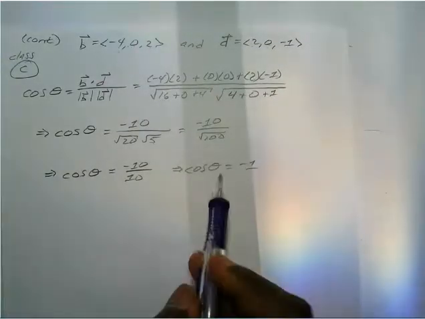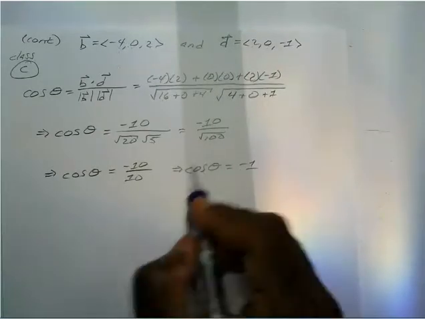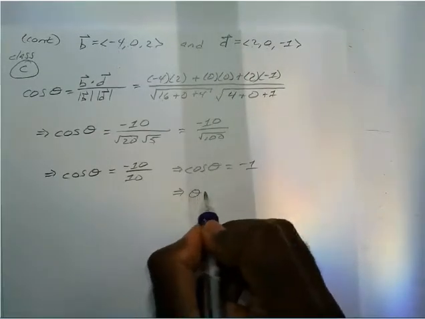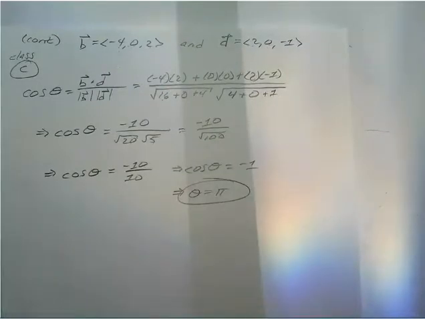Okay, so we know that for cosine of theta equals negative 1, that means that theta has to equal pi. Or you could apply cosine inverse to both sides, completely up to you.